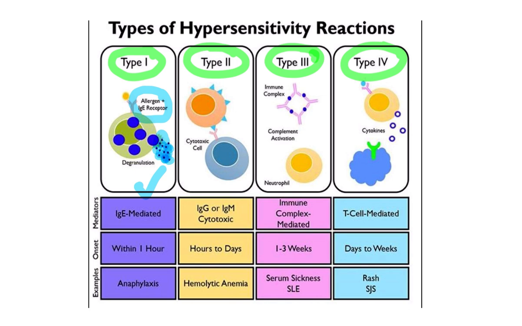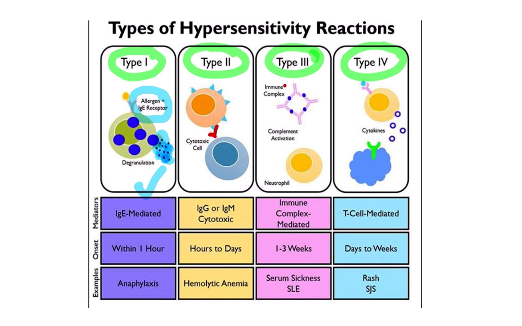And in type 2, what happens? In type 2, there is an antibody against the cell antigen, and this antibody binds with the cell, and finally it causes cell destruction. For this reason, it is known as cytotoxic. It is cytotoxic because it binds with the cell and destroys the cell.